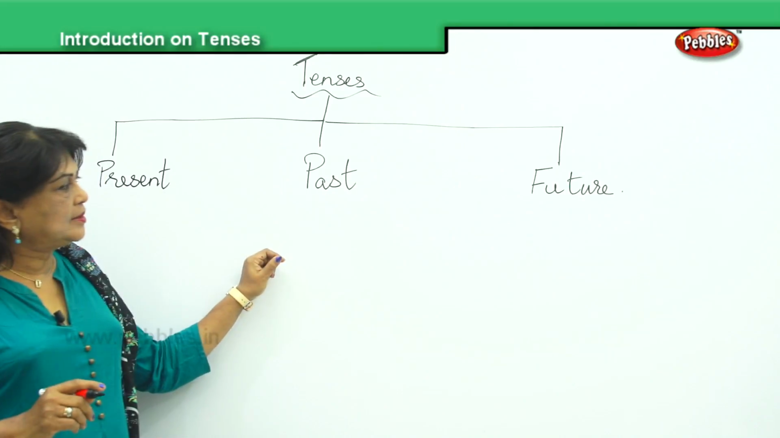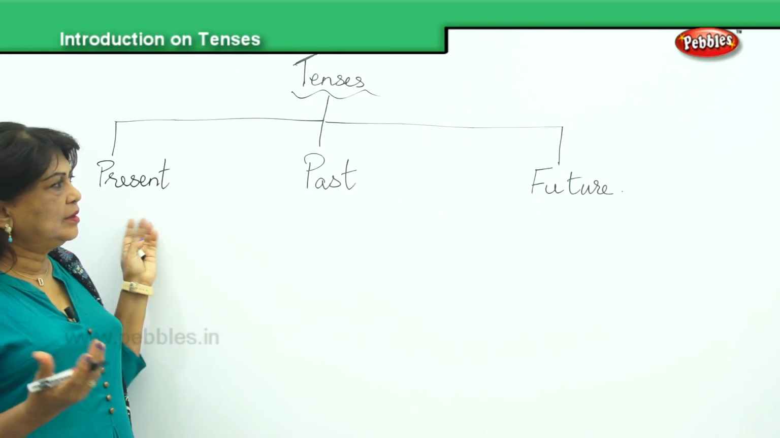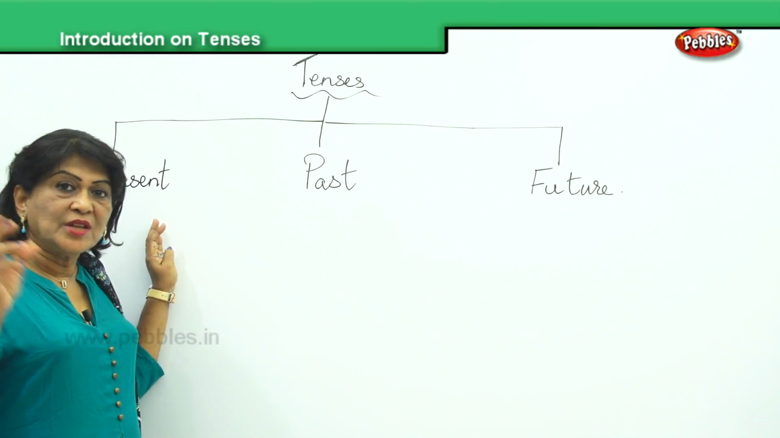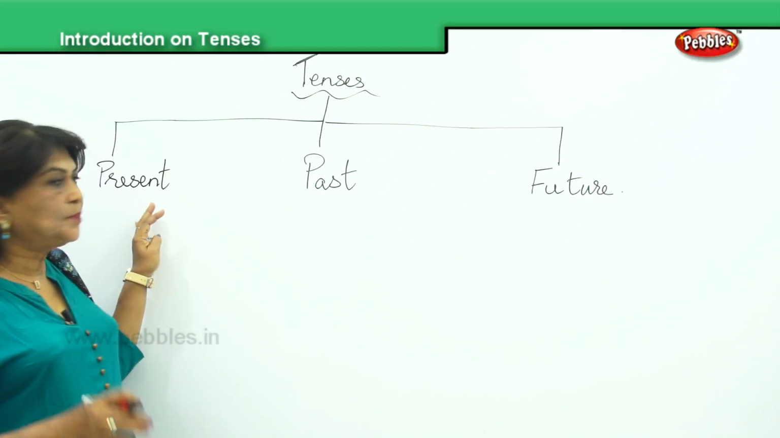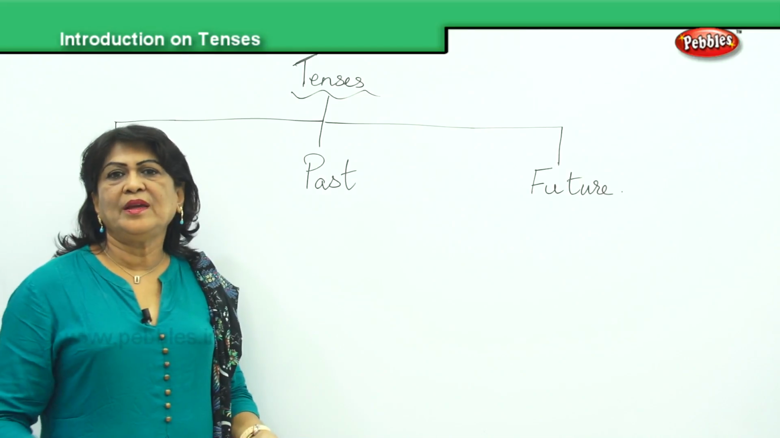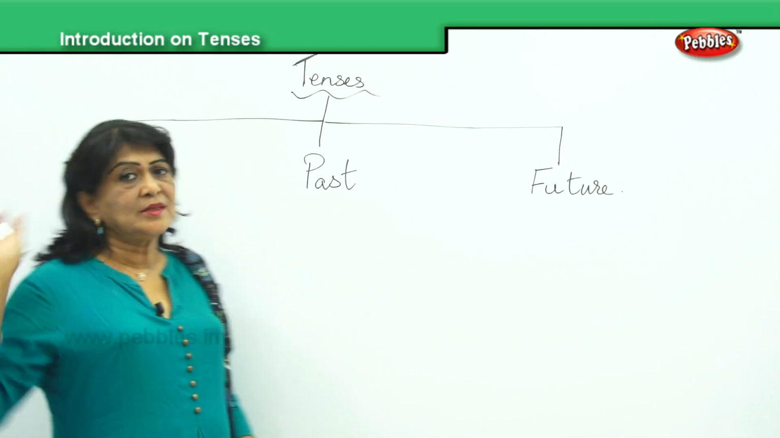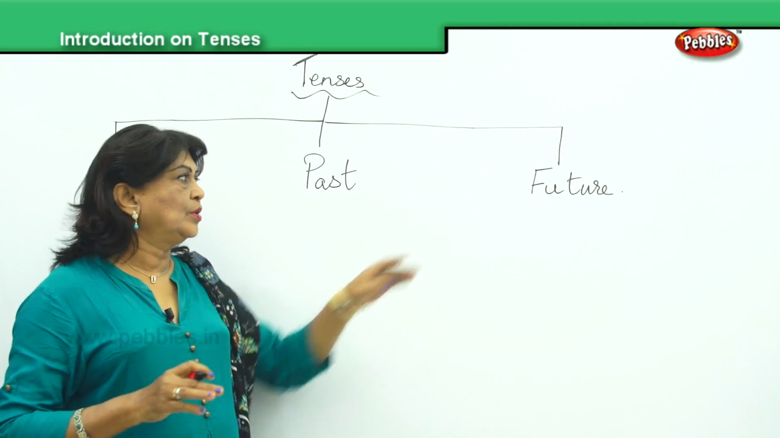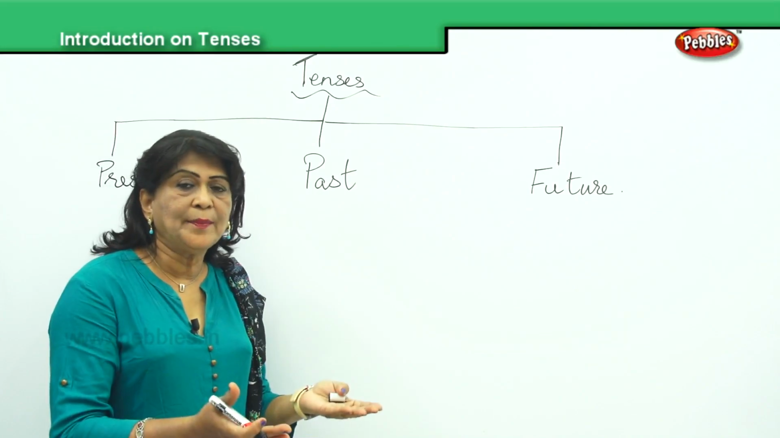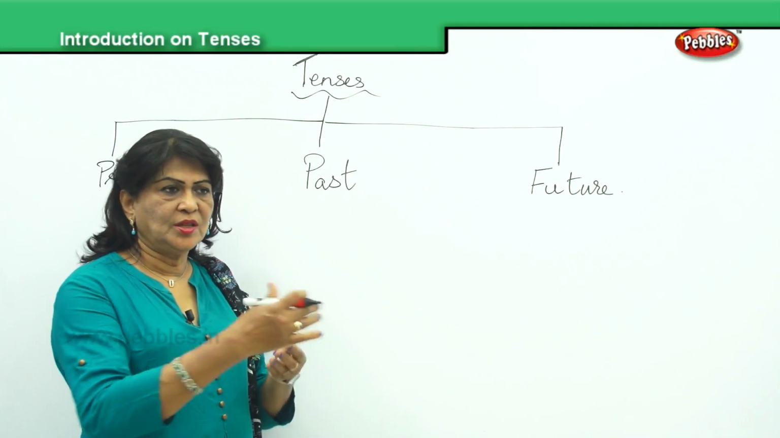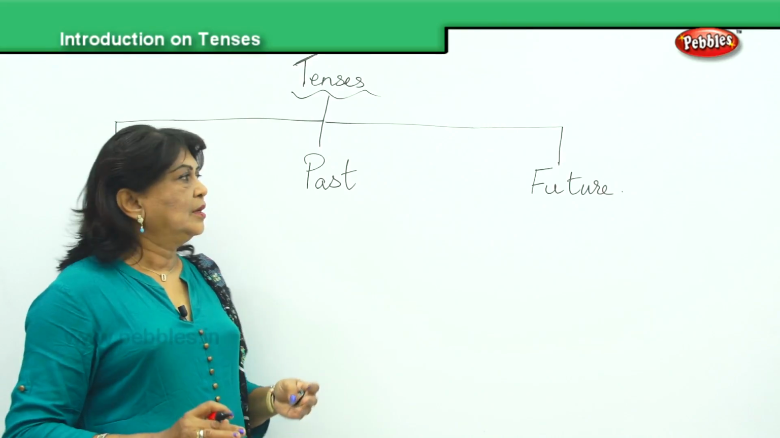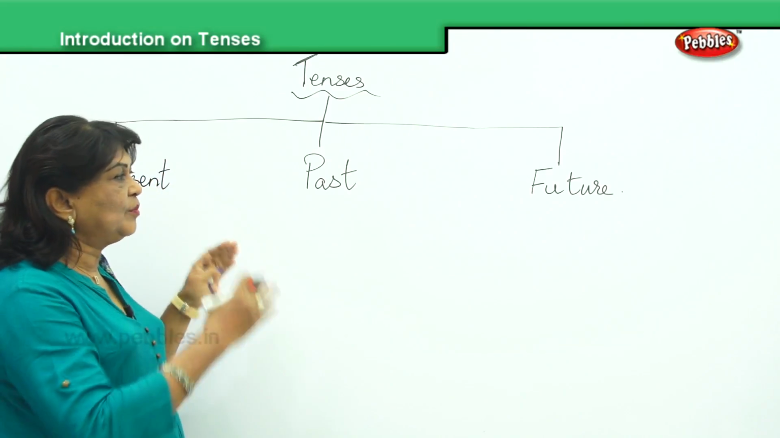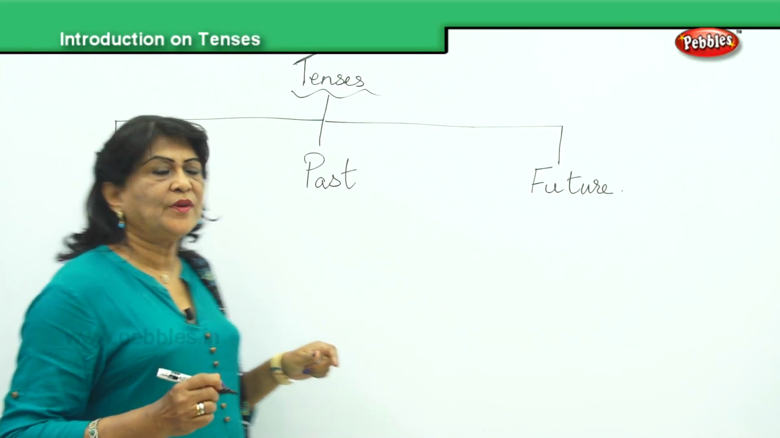The present, past and the future, and the name itself talks about what time this denotes. That is, present is what is happening now, and the past is what has happened yesterday and the days before. Future is what is going to happen in the near future, that is from tomorrow onwards or from this evening onwards. Okay. Shall we see how many more tenses each one is divided into?